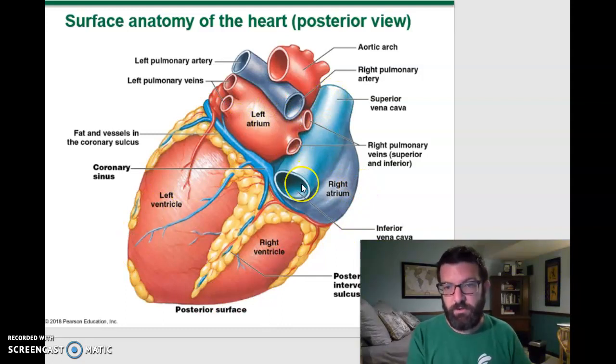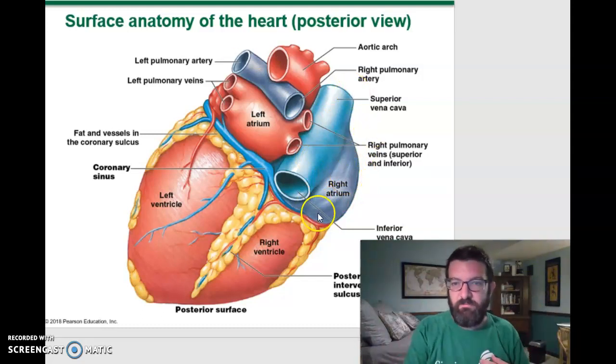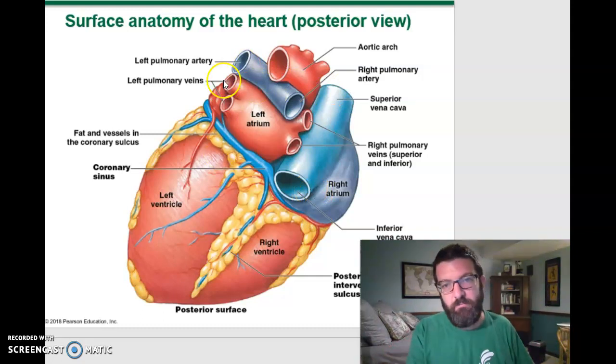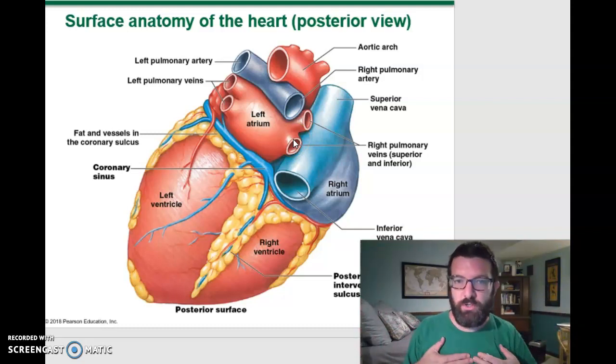You can see the superior and inferior vena cava. Both of these bring deoxygenated blood back to the right atrium of the heart. Superior vena cava from your head and your arms. Inferior vena cava from everything else. You have all four of your pulmonary veins. You have two left pulmonary veins, two right pulmonary veins. These bring oxygenated blood back from your lungs to your heart.